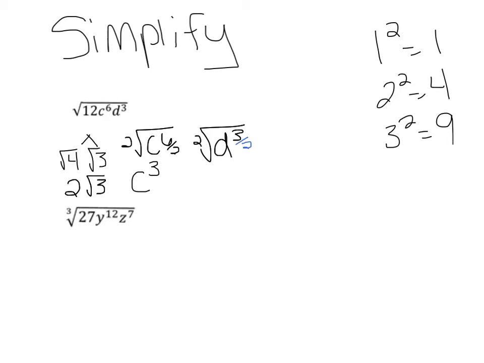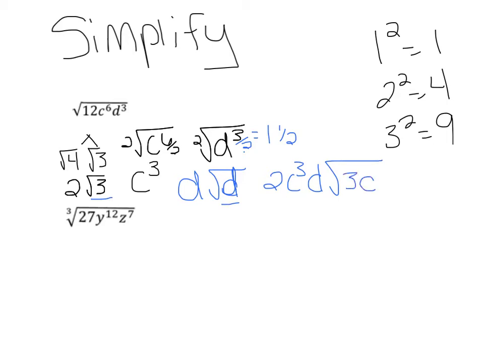And now looking at the d, again we would take this 3 divided by 2. It's not even, but we can take 1 d out, and we're left with the square root of d. Because this is the same as saying 1 and a half. So we can take 1 d out, one full one out, and we're left with 1 d under the radical still. So now if we put it all together, we would have 2c cubed d times the square root of 3d. And that would be our simplified answer.